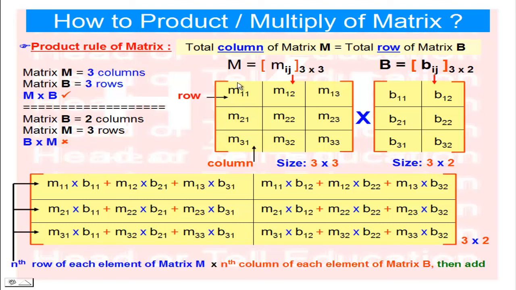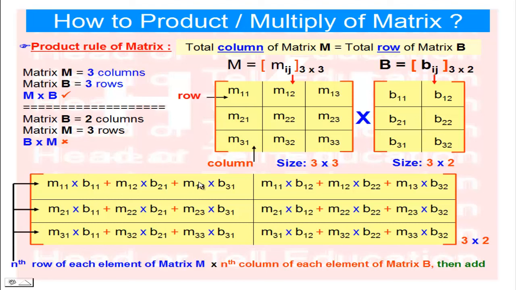So M11 is multiplied by B11, then add M12 multiplied by B21, then add M13 multiplied by B31. So this is the first row and first column value we will get after the product, by using this.